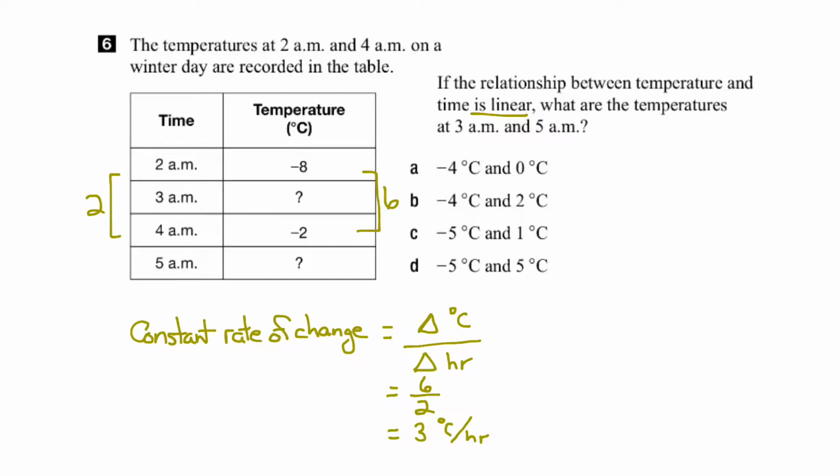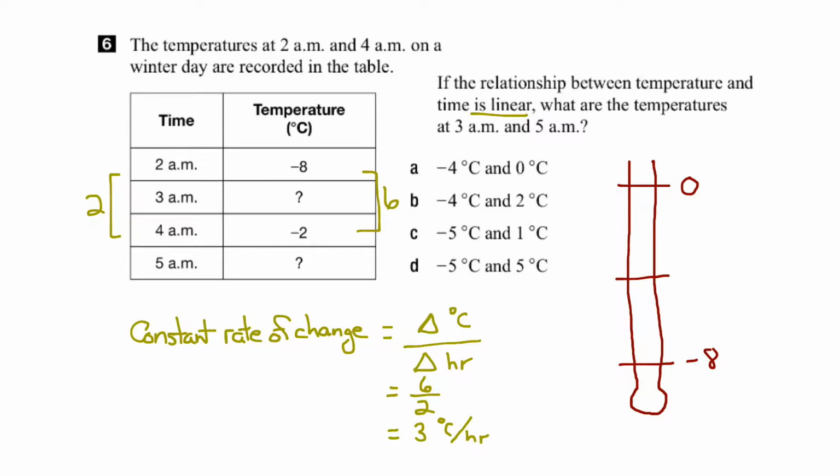Now we have enough information to figure out our missing values. To do that, let's draw a temperature scale. And we'll label the top here, that could be 0 degrees Celsius. At the bottom here could be -8. So in the middle that would be -4. Middle of that would be -2. Middle of that would be -6, etc.